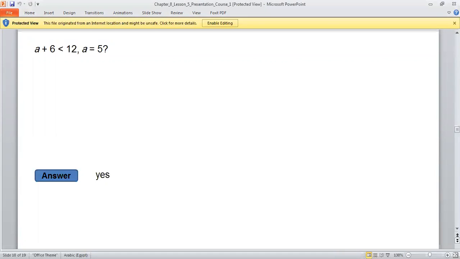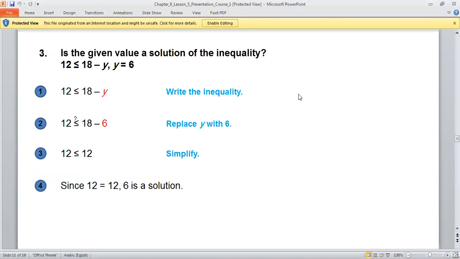Thank you. Look with me at the last example for today. Read the example, Khalid, please. Is the given value of a solution of the inequality? Read the inequality.